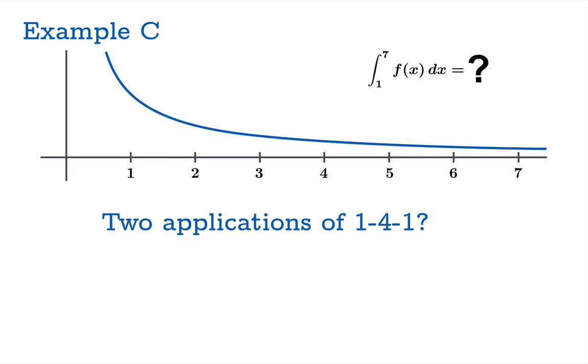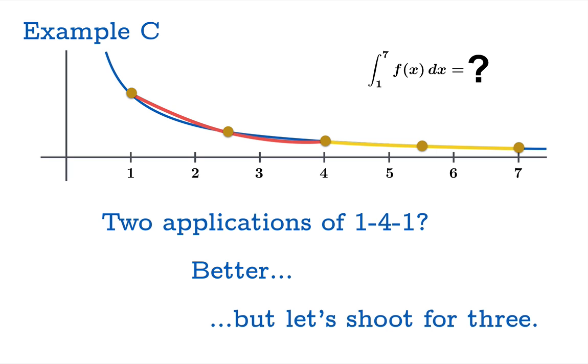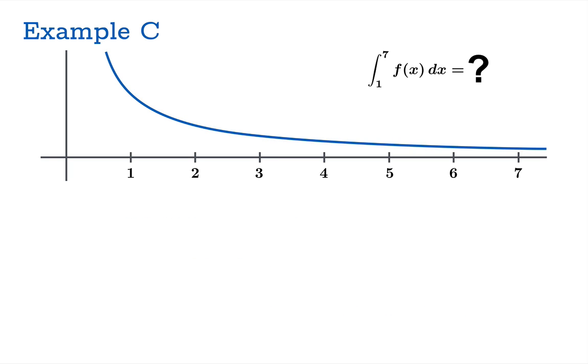Let's try 2 applications. We'll take 2 subintervals. And if you fit the quadratic to both of these pieces, well, that's better. But you can see it's still not all that great. So let's shoot for 3 applications of the 1-4-1 rule. Let's see what happens if we divide the interval into 6 pieces. And so we can apply the 1-4-1 rule 3 times.